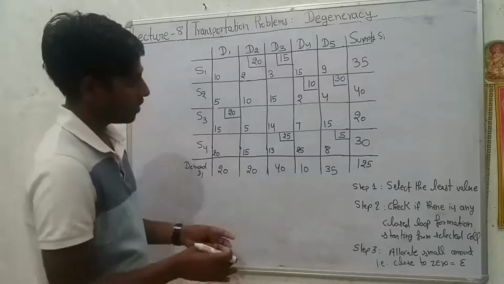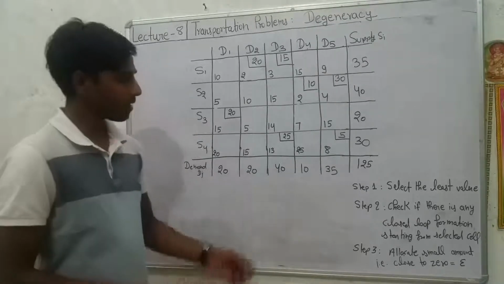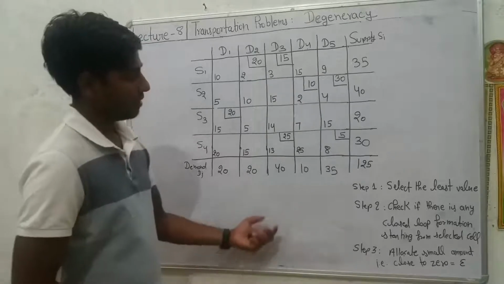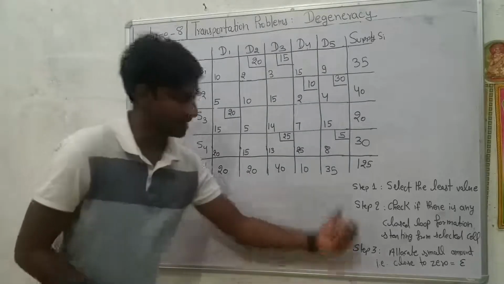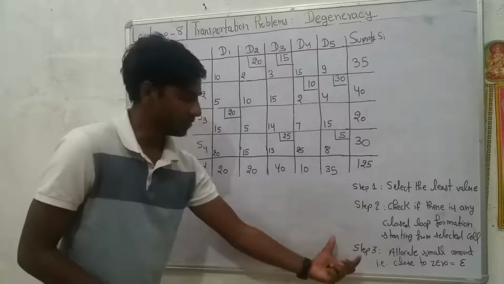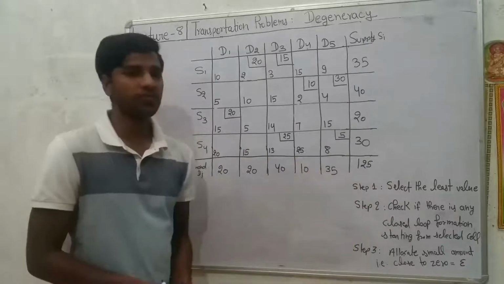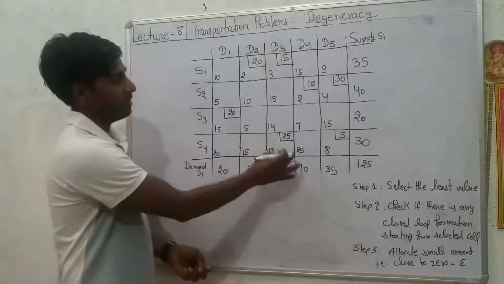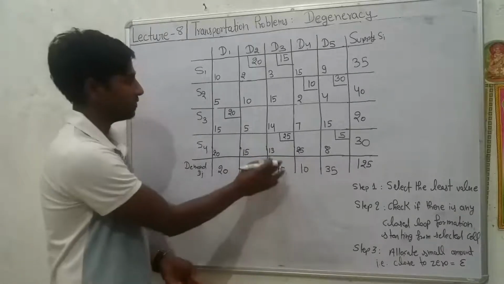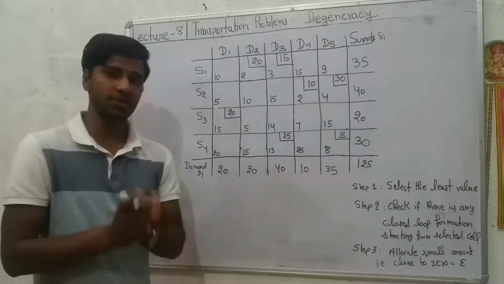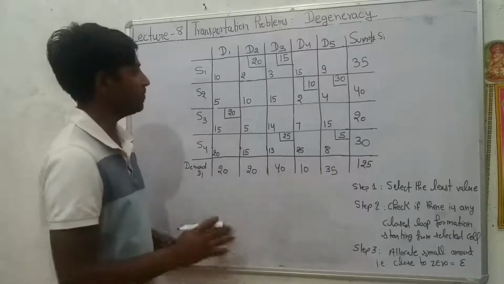So to overcome this problem, we need to find a solution, and that solution is suggested in these steps. And what are those steps? Step 1, select the least value. Among the unoccupied cells, we need to select the unoccupied cell with minimum cost. Remember, with minimum cost.